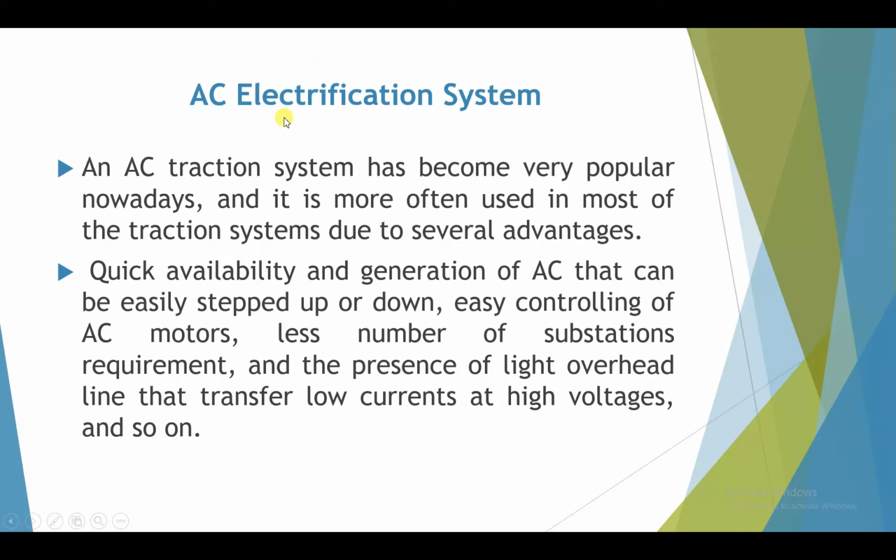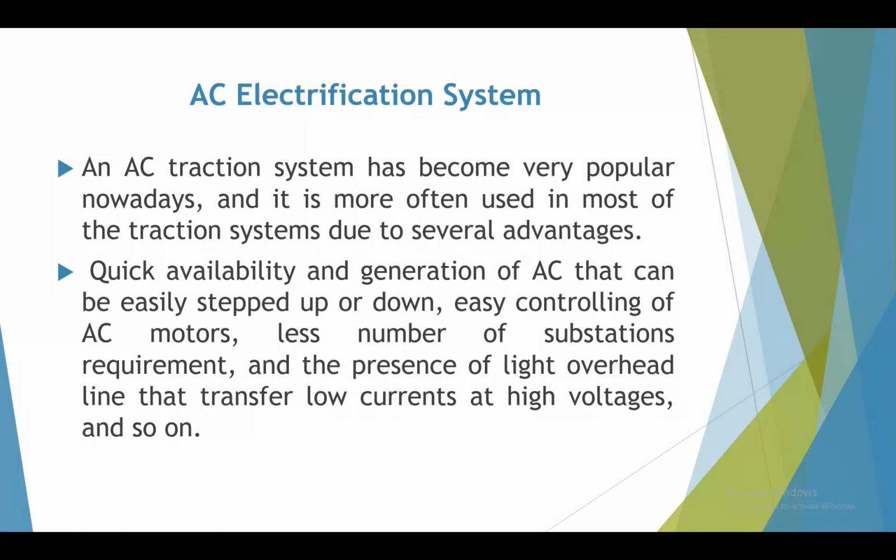The second one is the AC electrification system. The AC traction system has become more popular nowadays because mostly we generate AC, and it is more often used in most traction systems due to several advantages: quick availability and generation of AC, which can be easily stepped up or stepped down, easy control of AC motors, and fewer substations required in the presence of a light overhead line that transfers low current at high voltage, and so on.